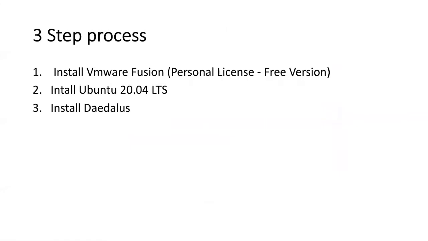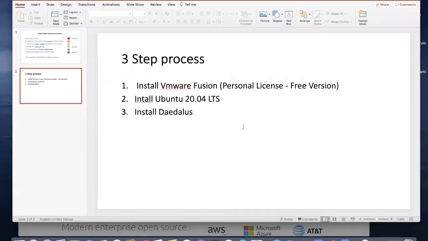We're going to install VMware Fusion. VMware Fusion is the VMware version for Mac OS. VMware Workstation is the VMware version for Windows. So if you're a Windows user, you'll be installing VMware Workstation instead of Fusion. The second step is to install Ubuntu 20.04 LTS, long-term support. And then the third step is to install Daedalus inside the virtual machine that you installed and is running now inside the hypervisor VMware Fusion. So let's get to it. Let's start the process here.